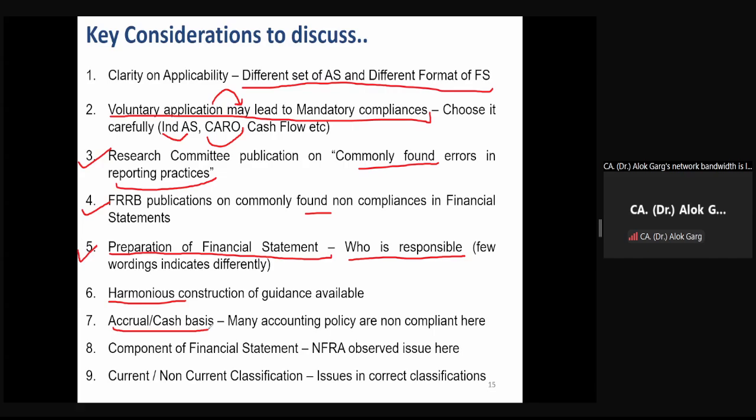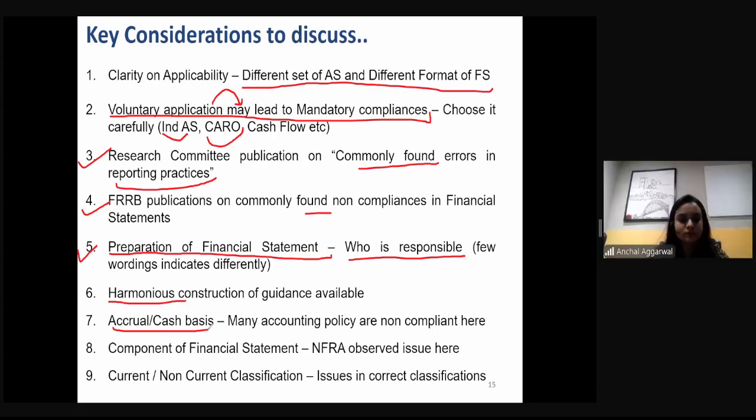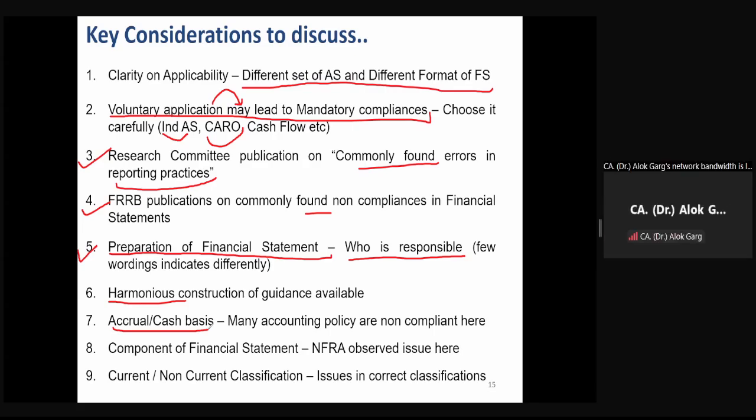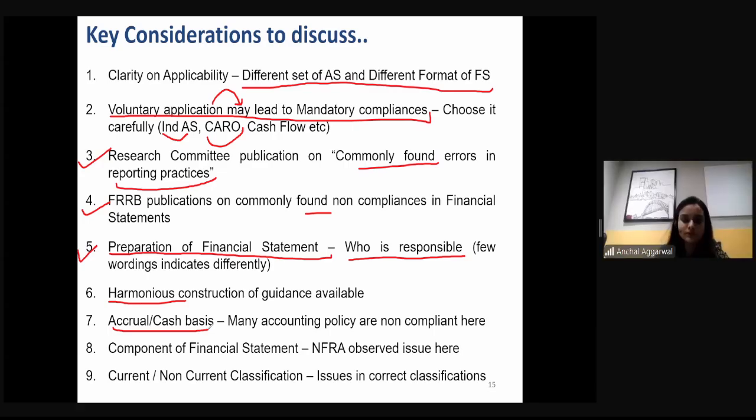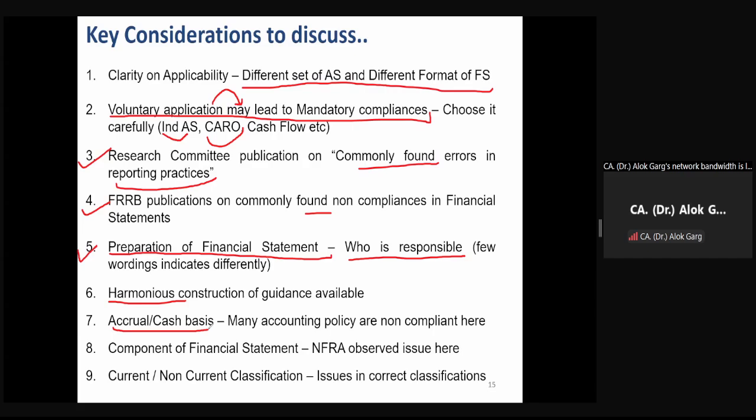Let me give you a classic example. The revenue recognition standard says, let me talk about AS 9 or Ind AS 115, that revenue needs to be recognized to the extent certainty of collection is there. Correct? To the extent certainty of collection is there. For example, you have delivered the services or goods to a customer.